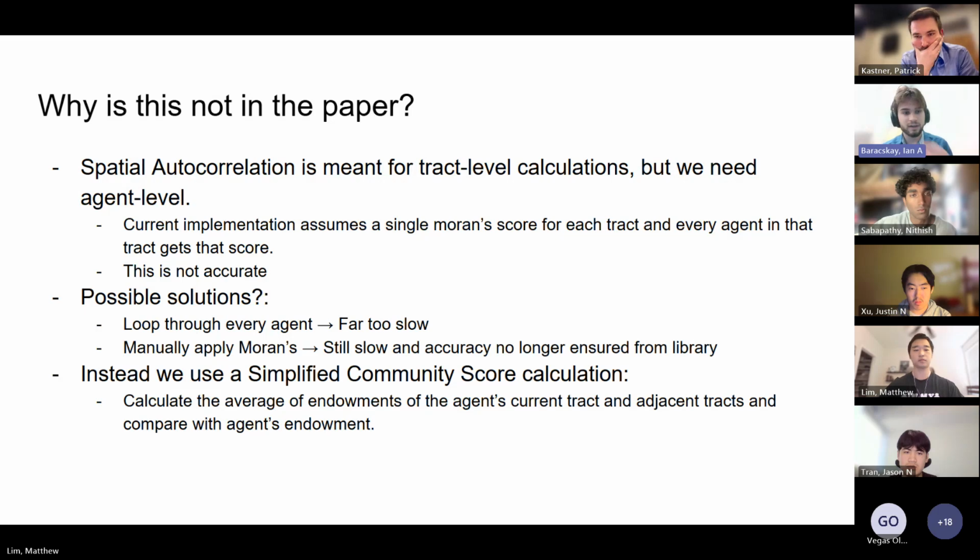Okay, so however, currently this is not in our paper, and I'll explain why. The spatial autocorrelation is meant for tract level calculations rather than agent level calculations, which is what we want. So the current implementation gives every agent within a tract the same Moran score, which is not ideal for our simulation. So for next semester, we will focus on figuring out possible solutions. We have a few, but they are potentially too slow and no longer use the library, so we will work through it next semester. So instead, we use the simplified community score, which just calculates the average endowments of the agent's current tract and adjacent tracts and compares that with the endowment of the agent.